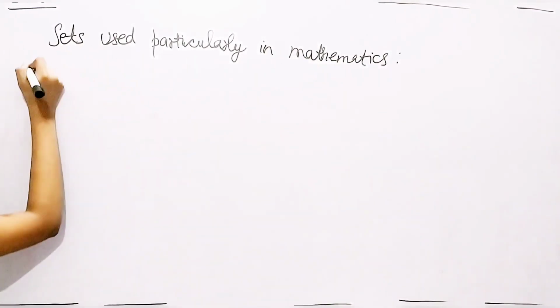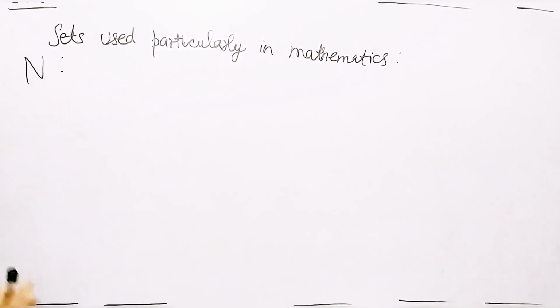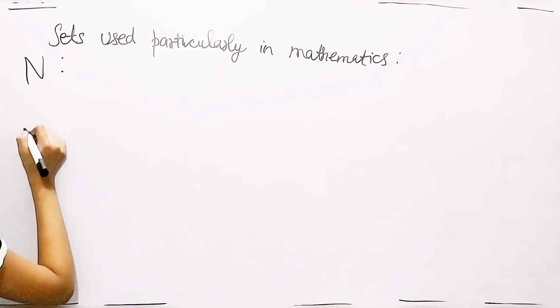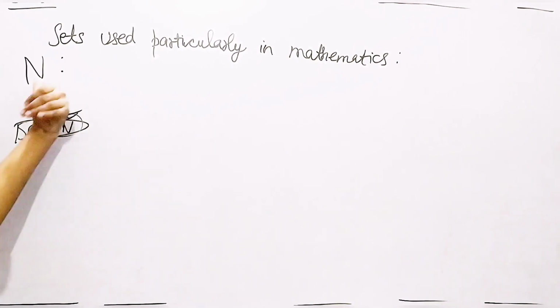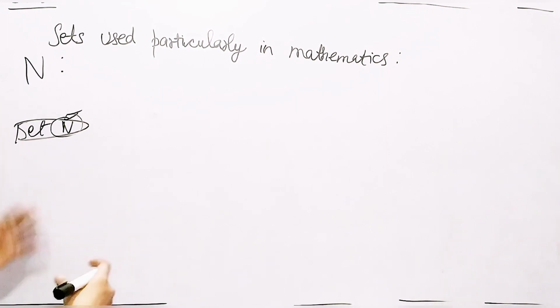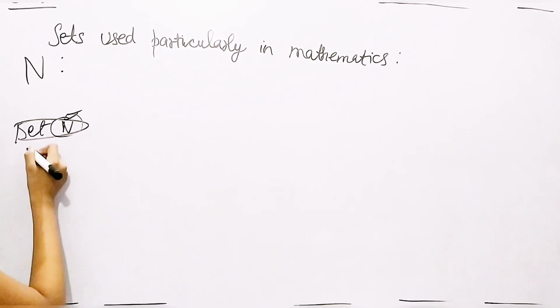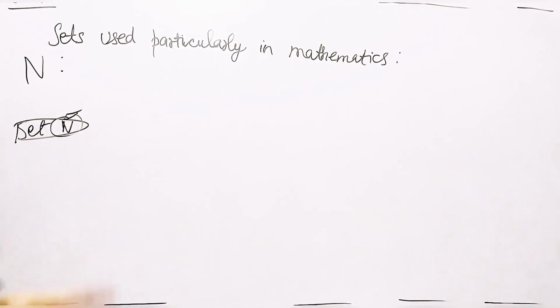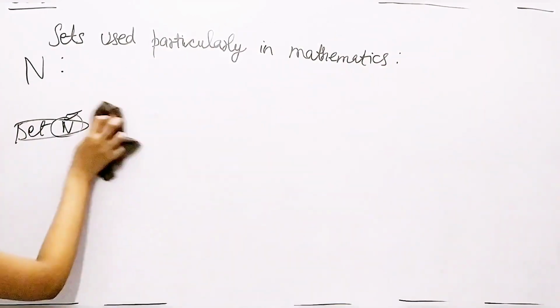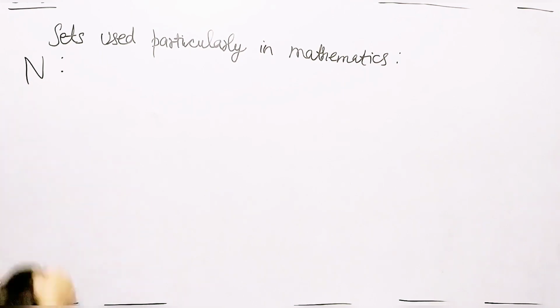So there are some sets like N. We actually have no need to write "set N" like this way. We can just write the capital N. I told you in the previous video that sets are usually represented by capital letters, so we can easily understand that this is a set. No need to write "set" with them.